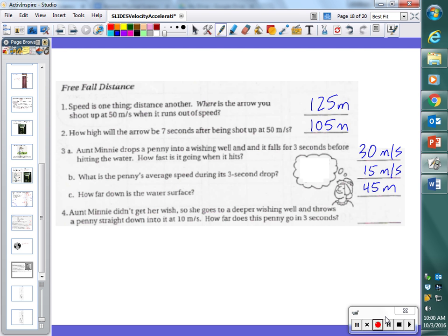Okay, now, here we go. Aunt Minnie didn't get her wish, so she gets mad. She goes to do a deeper well. But instead of just dropping the penny down there, she throws it down because she's mad. Right? So, she throws the penny down into the well.